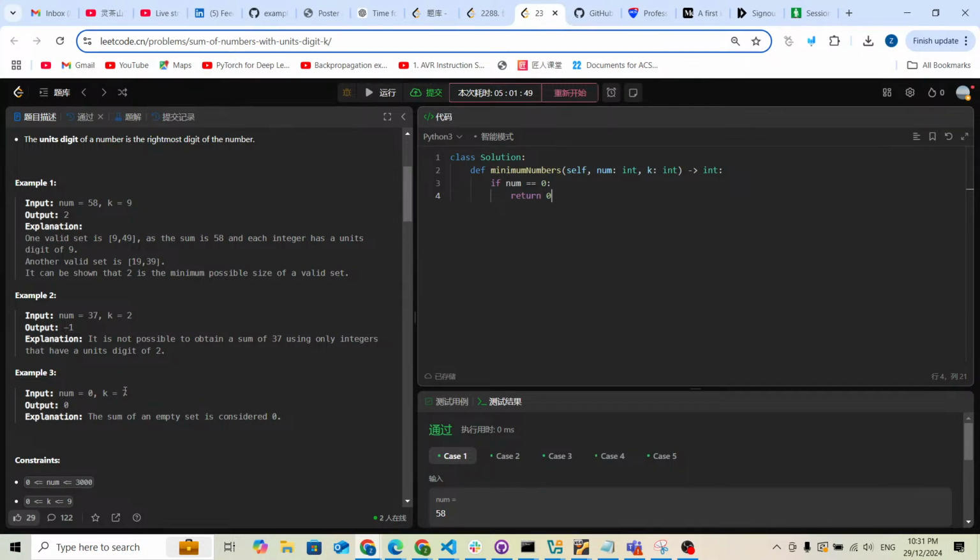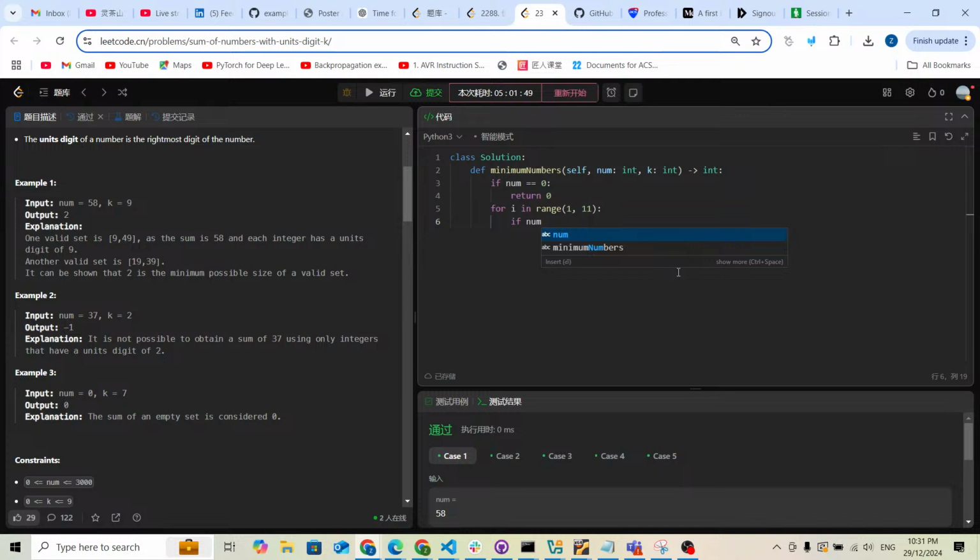If k equals 0, this is also okay. We can use a 0, so 0 plus 0 is 0. If num equals 0, definitely it's going to be 0. Now we're going to use an enumerator to check i from 1 to 11, because we just need to try 10 numbers. If we use 10 numbers, it can cover all the possible cases.